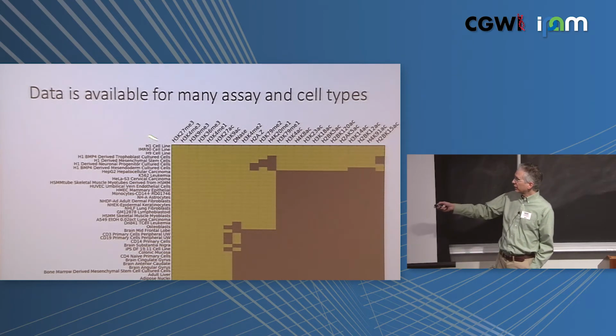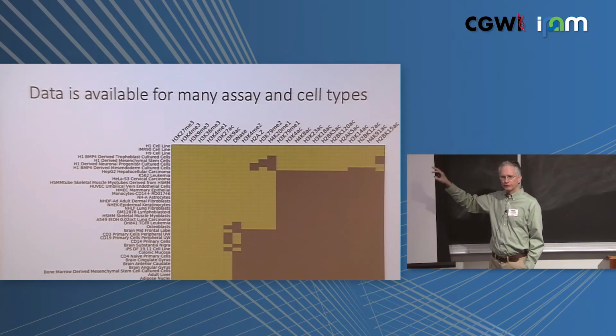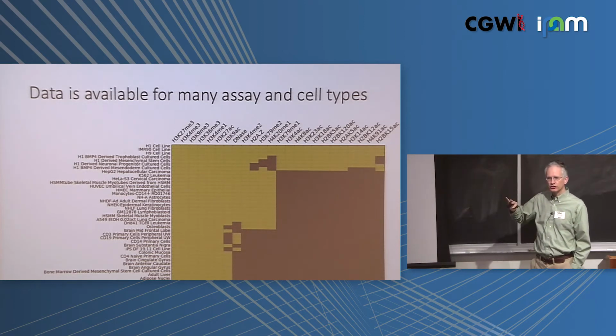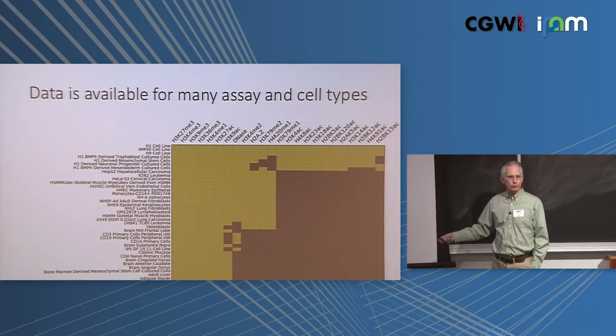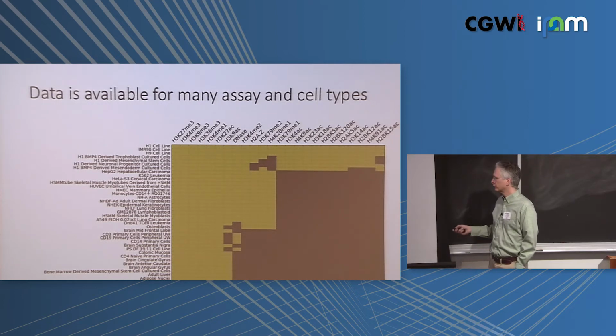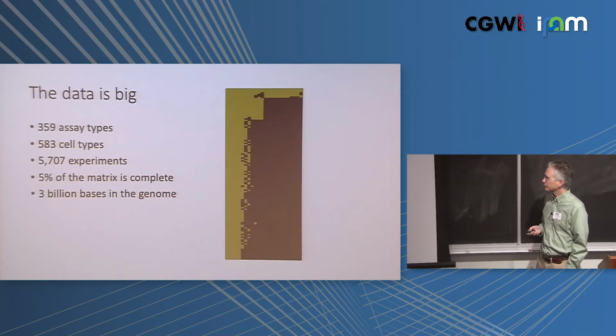So some cell types, these are called the tier 1 cell types. These are the ones that lots of the labs within Encode have focused on. And so many, many different assays have been performed in these cell types. There are also some assays that are popular. People think they're more informative or whatever, and they end up getting done in many different cell types. But of course, you still have lots of other experiments that haven't been performed yet.